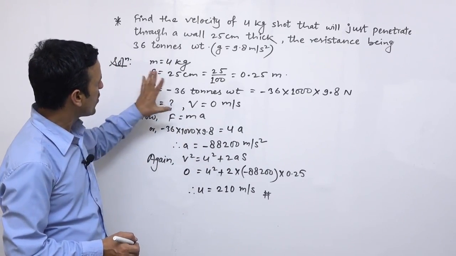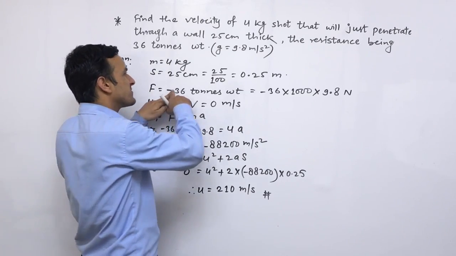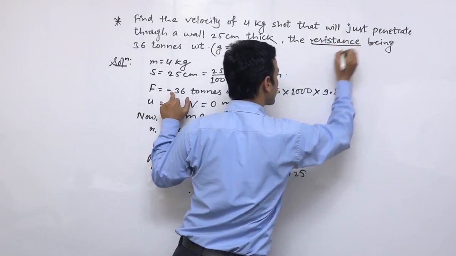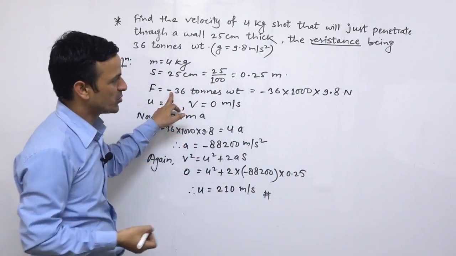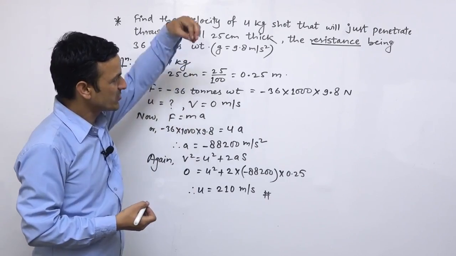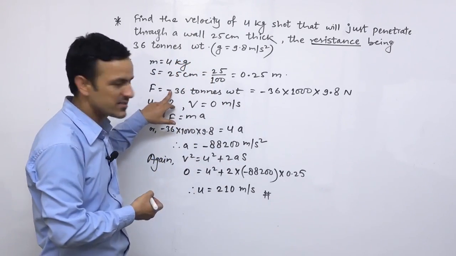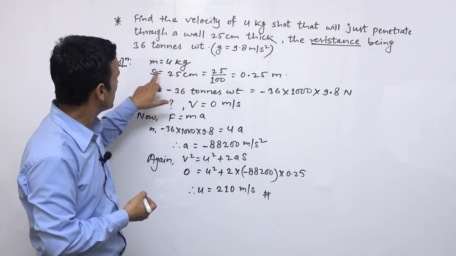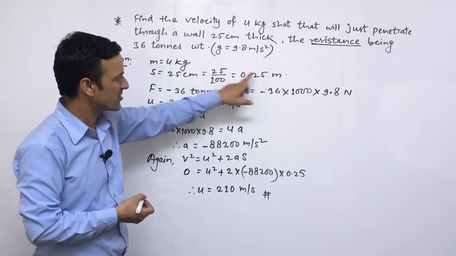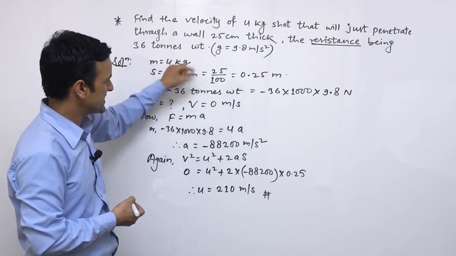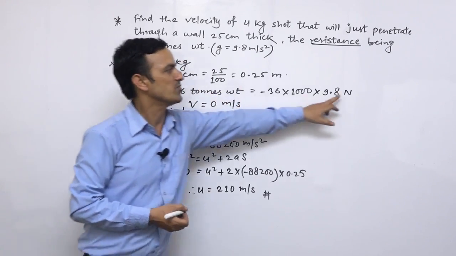And here is one thing, here is a minus because it is resistance force. That means it is opposite force or opposing force. A force that opposes a certain force is always in minus, and distance is in meter, converted into meter, mass in kg, force in newton.